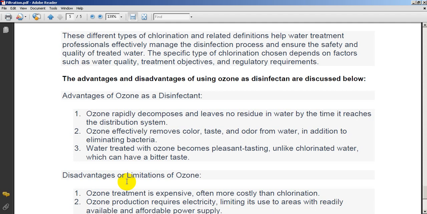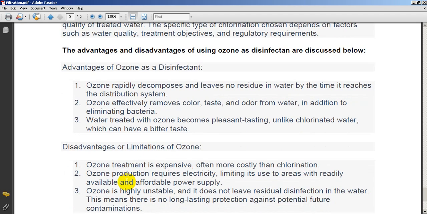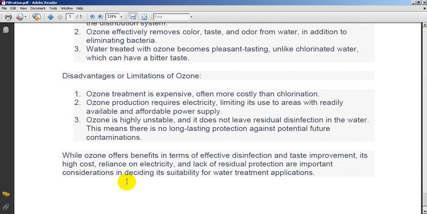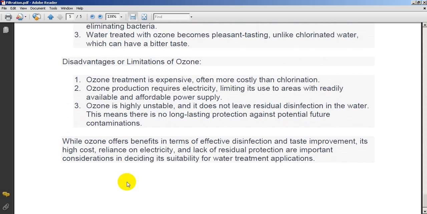3. Water treated with ozone becomes pleasant tasting, unlike chlorinated water, which can have a bitter taste. Disadvantages or limitations of ozone. 1. Ozone treatment is expensive, often more costly than chlorination. 2. Ozone production requires electricity, limiting its use to areas with readily available and affordable power supply.